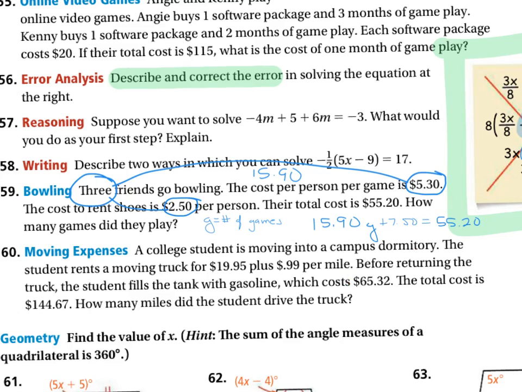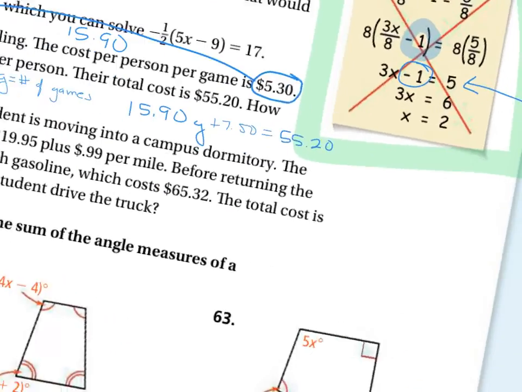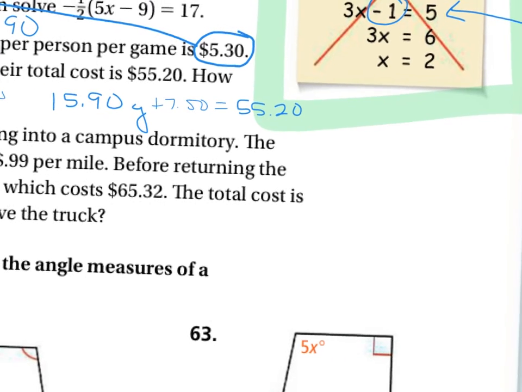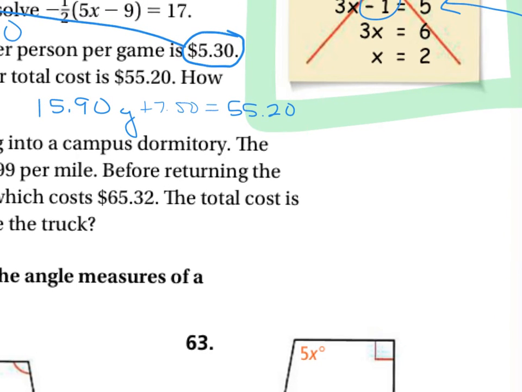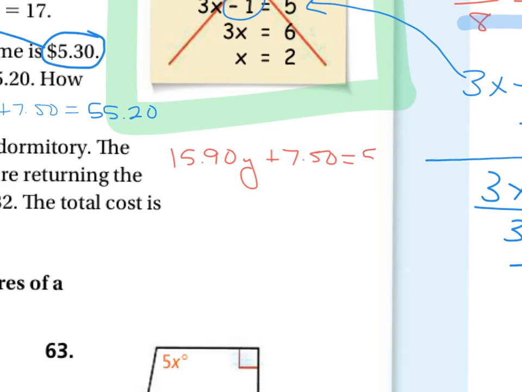Okay. All right. So when we do this, I'm going to kind of move my equation out over here a little bit just so I have some room. So I'm going to rewrite it real quick for us. So I have 15.90G plus $7.50, and that equals 55.20. Okay, so I'm going to subtract off the 7.50 to start with.